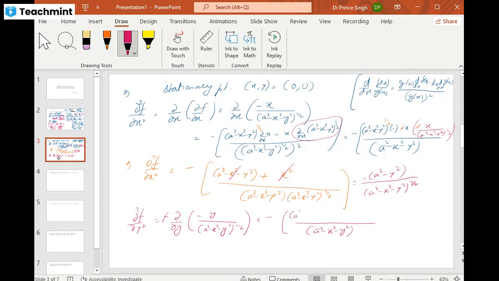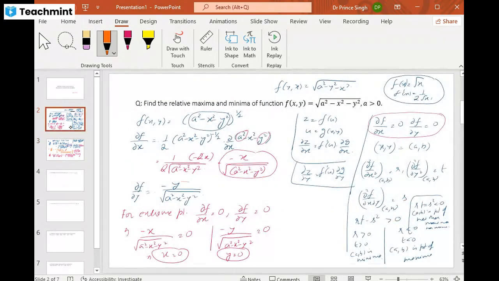Here (a² − x² − y²)^(1/2) into ∂/∂y of y, minus y times ∂/∂y of (a² − x² − y²)^(1/2). So again, this derivative is the same as ∂f/∂y, whose value is −y upon the square root of (a² − x²) upon y².